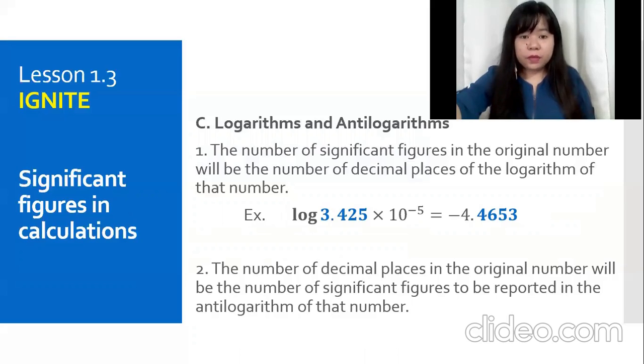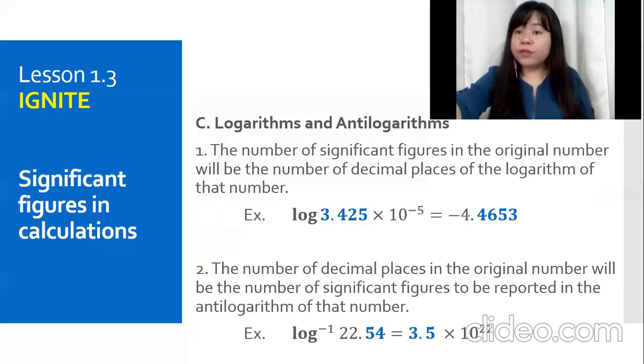Similarly, for an anti-logarithmic process, the number of decimal places in the original number will be the number of significant figures to be reported in the anti-logarithm of that number. So if we start with 22.54, the significant digits there are only 5 and 4. Therefore, our final answer is reported in 2 significant figures, 3.5 times 10 raised to the 22nd.